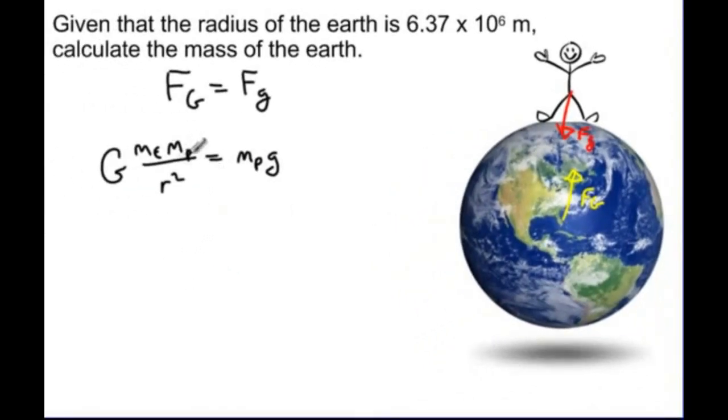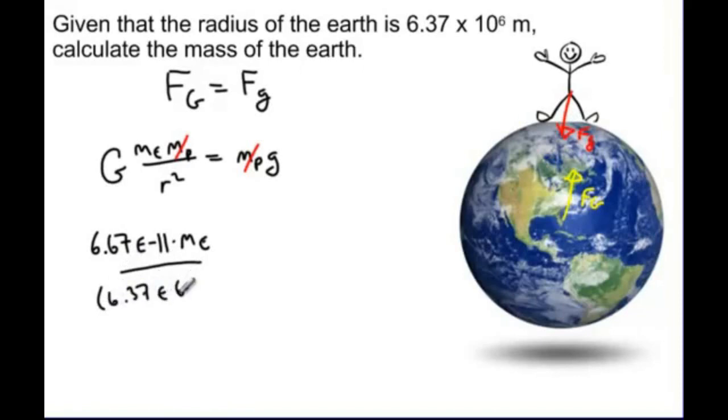Now, if you see, I have mass of the person on this side, mass of the person on this side. What does that do? That cancels these guys out. They basically are divided in. Okay, and what do I know? I know some values. I know G is 6.67 times 10 to the negative 11, multiplied by the mass of the Earth, and that's all over the radius of the Earth. The distance from you, which is on the Earth's surface, to the center is the radius of the Earth. So we put in 6.37 times 10 to the 6, and we are going to square that. And that is all equal to 9.8 meters per second squared.